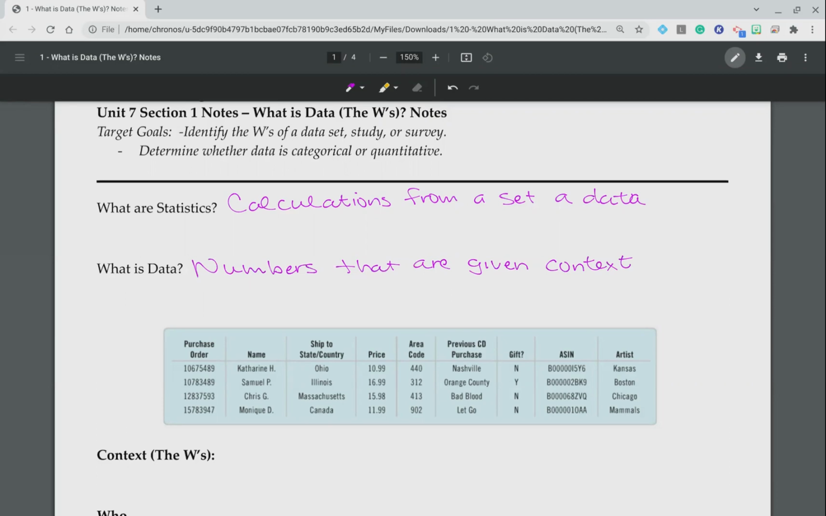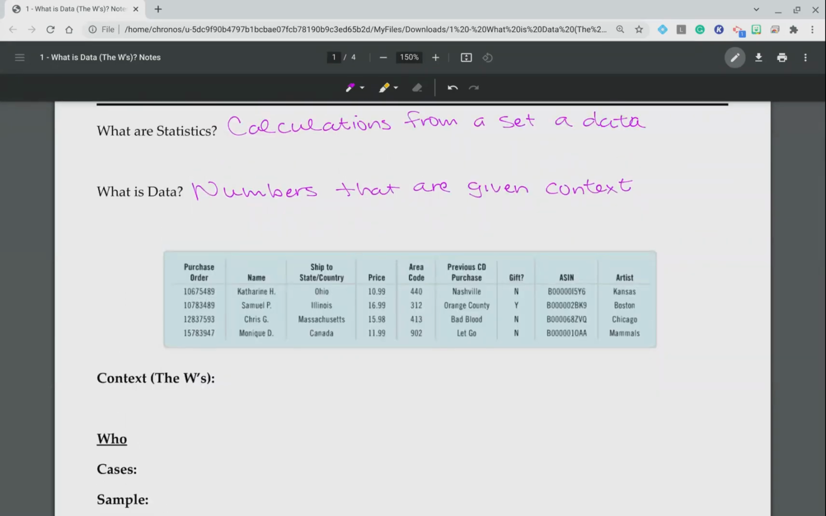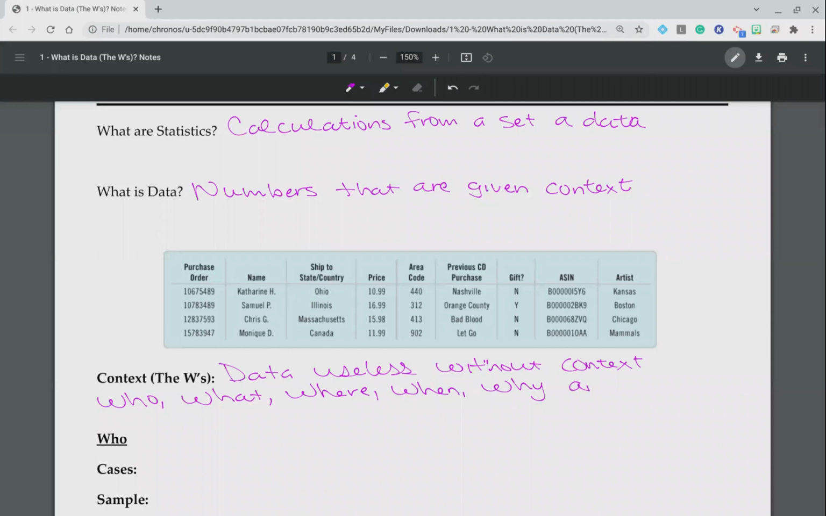So it's not just like a list of numbers, but it's a list of numbers that has a meaning behind them. Okay, so when we talk about the context of data, we talk about the W's. When you're looking at data, it is useless without context. So when we're talking about the W's and context, we're talking about who, what, where, when, why, and how.